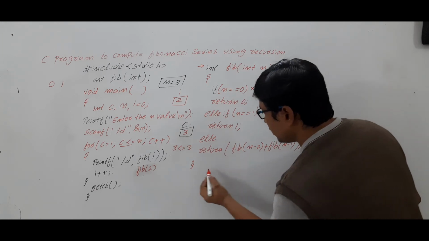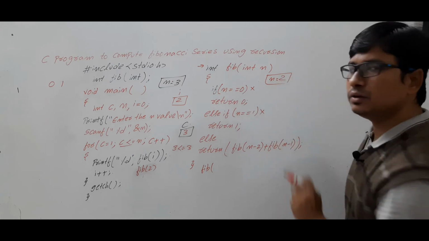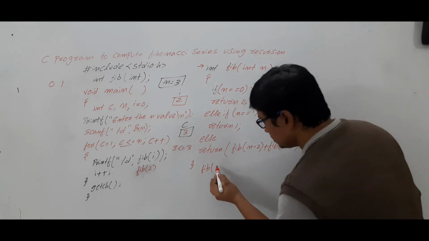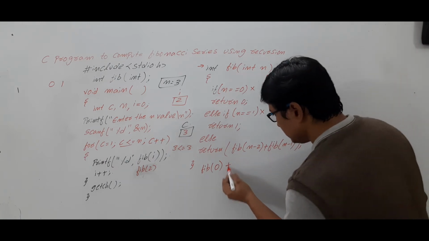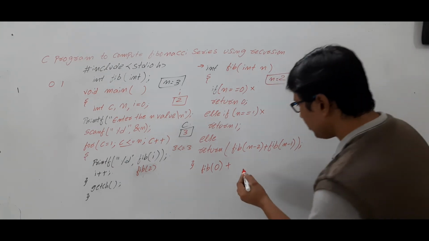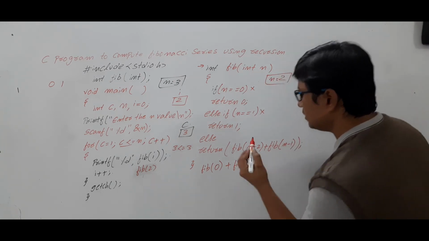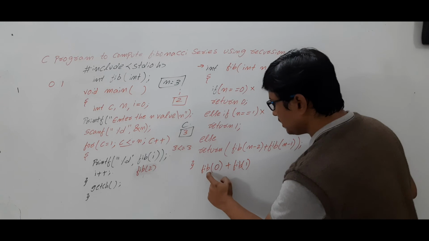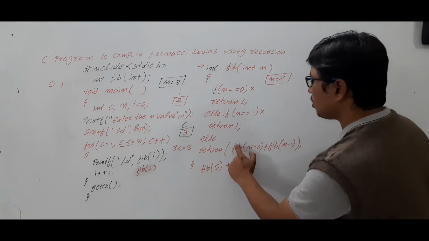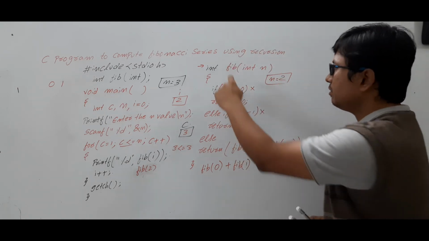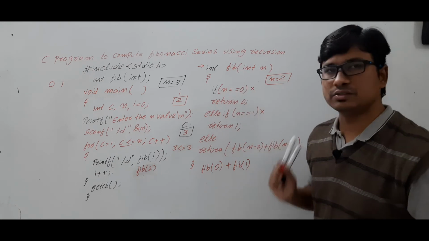With what value? Fib of n minus 2. What is the n value? 2. 2 minus 2 is 0. Are you able to understand? Plus fib of n minus 1: 2 minus 1 is 1. So now the control will go to fib of 0, which is nothing but calling the function fib. The function fib is calling itself, so we call this a recursive function.